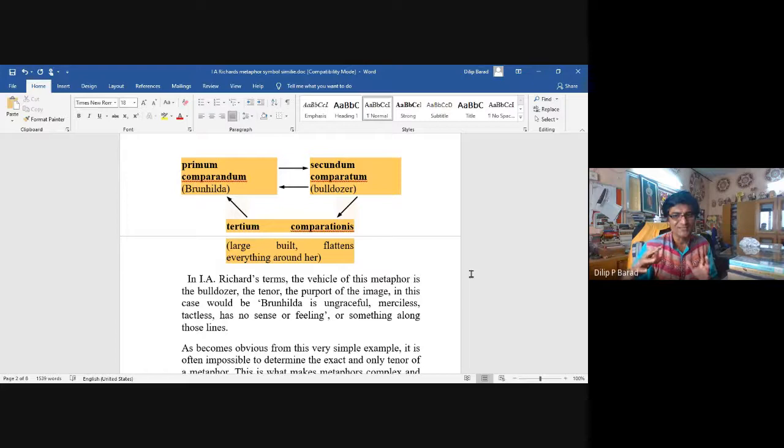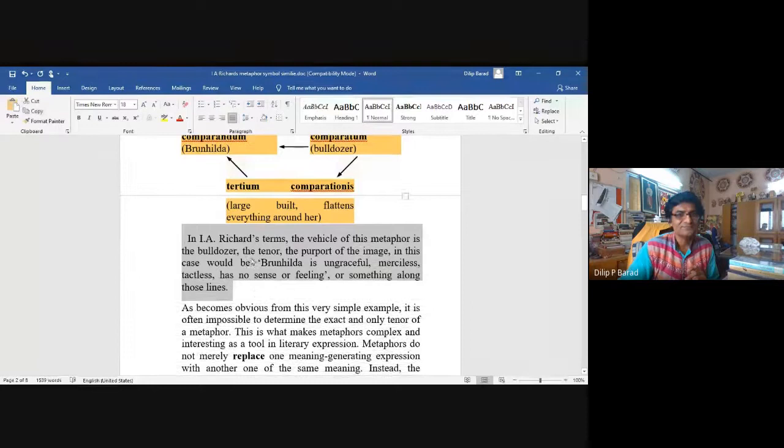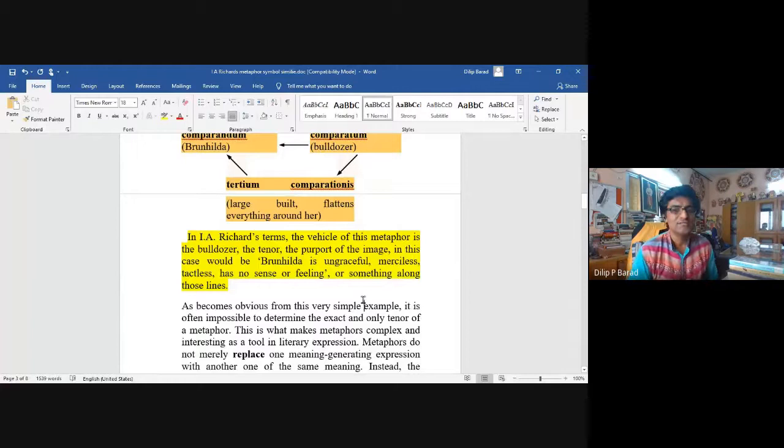And if you see this paragraph, in I. Richards' terms, the vehicle of this metaphor is the bulldozer. The tenor, the purport of the image in this case, would be: Brunhilda is ungraceful, merciless, tactless, has no sense of feeling, or something along those lines. In that way, that word is used for Brunhilda. The metaphor is used here.